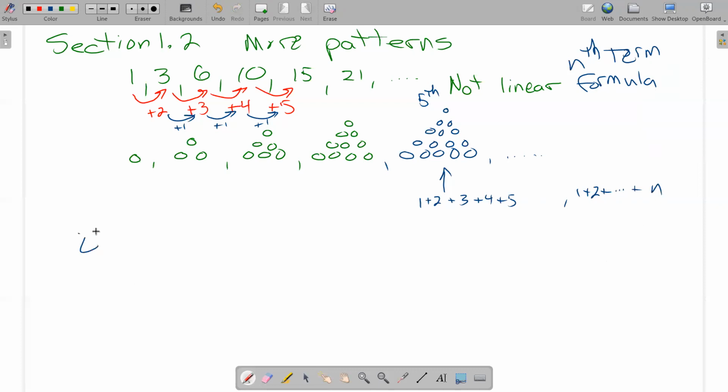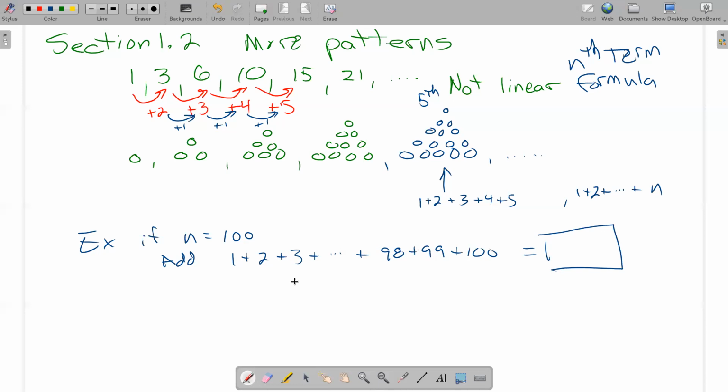All right, so for example, if n equals 100, then I need to add the first 100 whole numbers, 1 plus 2 plus 3, all the way up to 98, 99, 100. And whatever that sum is going to be is the answer that I want.